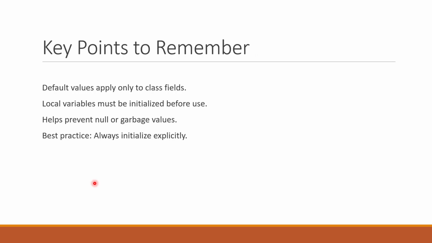Now let's summarize the key points. Default values are given only to class fields. Local variables inside methods don't get defaults. We must assign a value before using them. Default values prevent null or garbage values. But as good coding practice, we should still explicitly initialize variables, even though Java provides defaults.